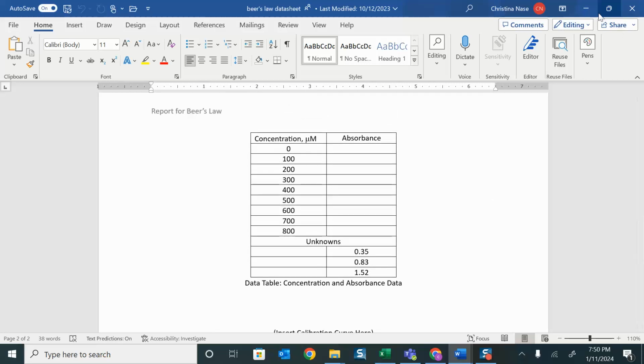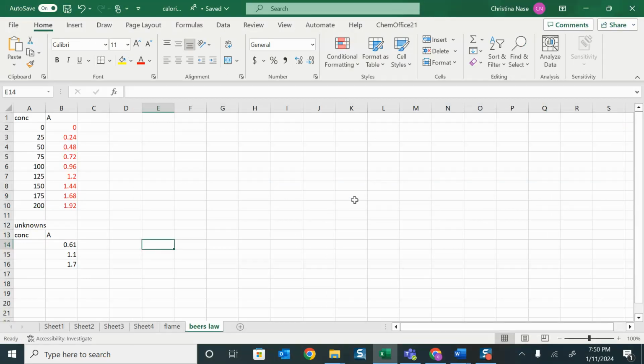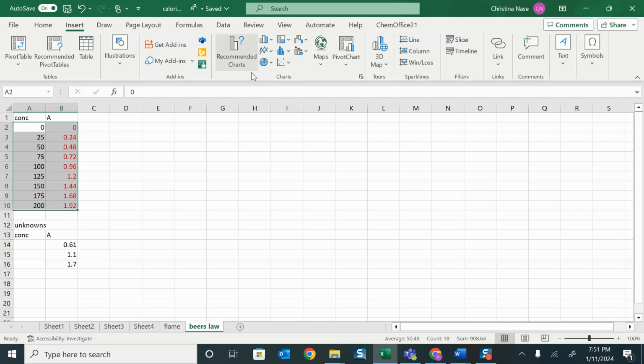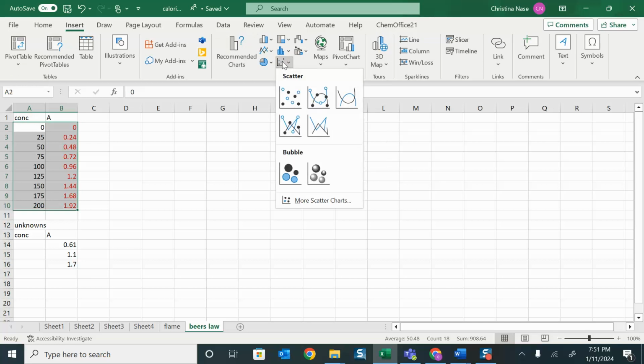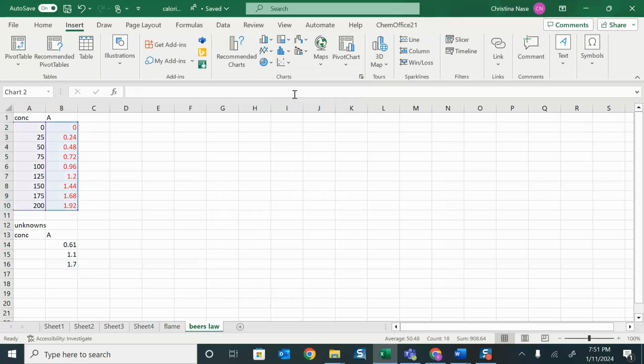That is plotting the absorbance versus the concentration. So I have my values in here. I just had to type these in. I'm going to highlight those. I'll just drag that and copy. Then I go to insert, and then over here, this little graph scatter plot, and boom, there we go.